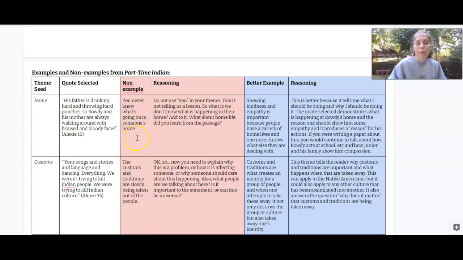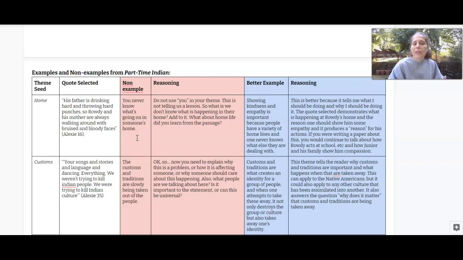So here's a non-example. This is what the person put for the theme. You never know what's going on in someone's home. Okay, true, right? But is it really the deep lesson that we learned? No. First of all, we don't want to use "you" in our theme because we know that when you're writing your analytical papers, you can't use personal pronouns. So go ahead and let's get rid of the word "you." This is also not really telling us a lesson.